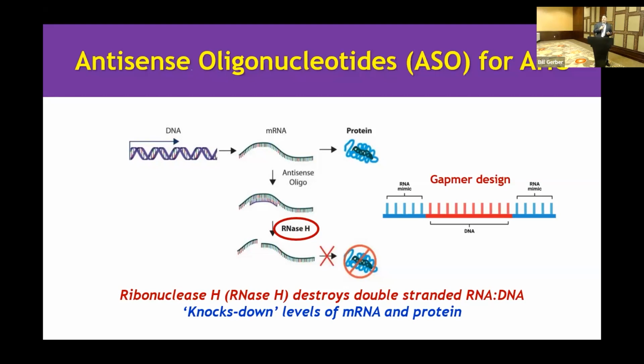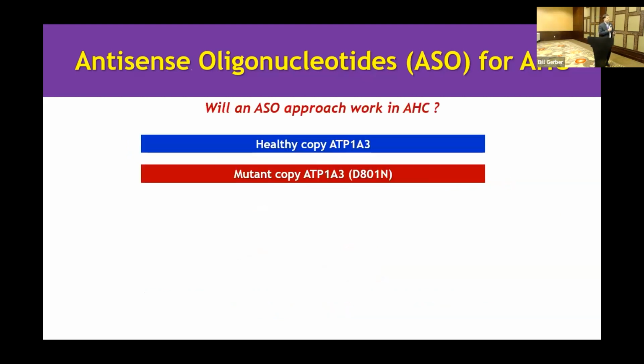But that's not very stable in cells. So the clever design feature here is you flank that DNA core with some RNA bases, or actually not truly RNA, but chemically modified RNA bases, which protect the DNA core. And so that's the gapmer. The gap is the DNA, and it's flanked by these RNA bases. So that's the approach that we've taken.